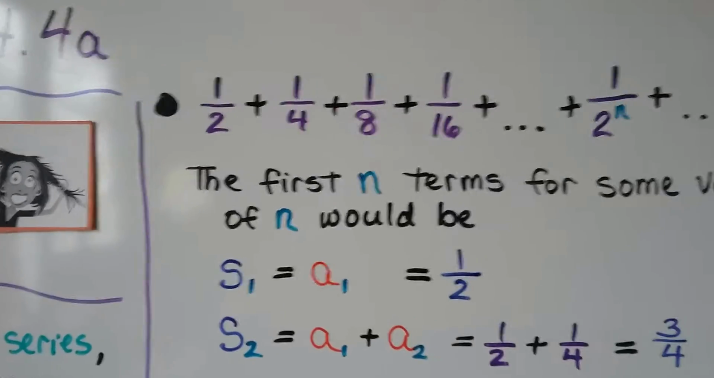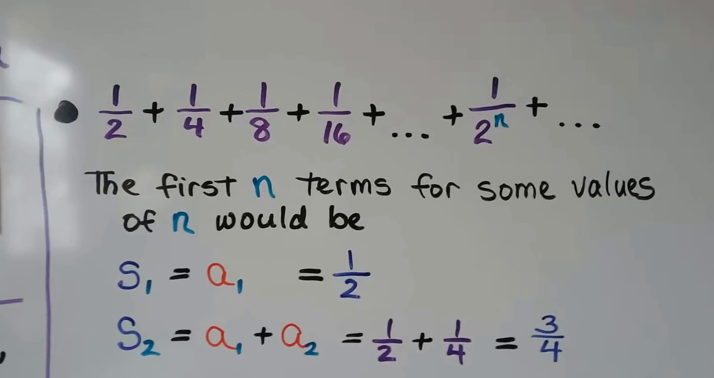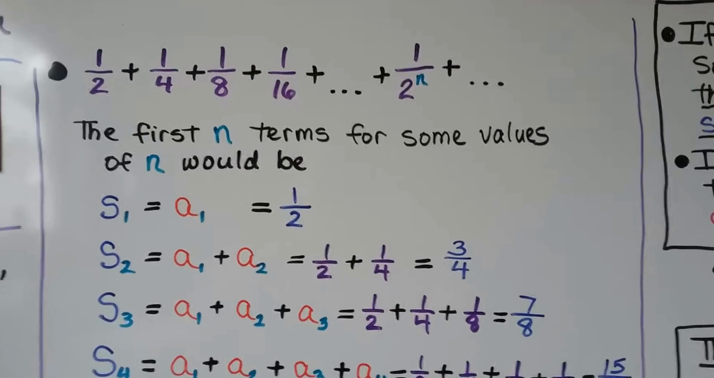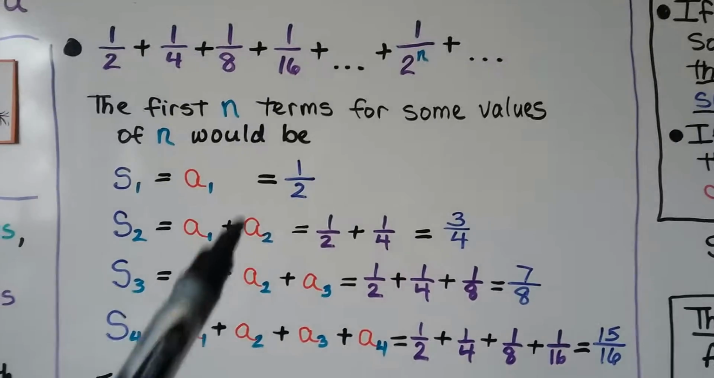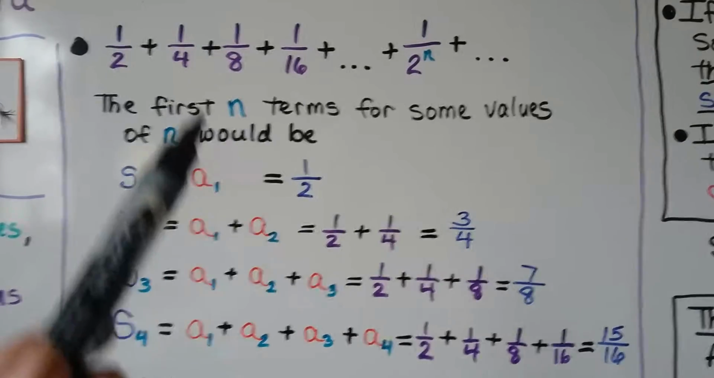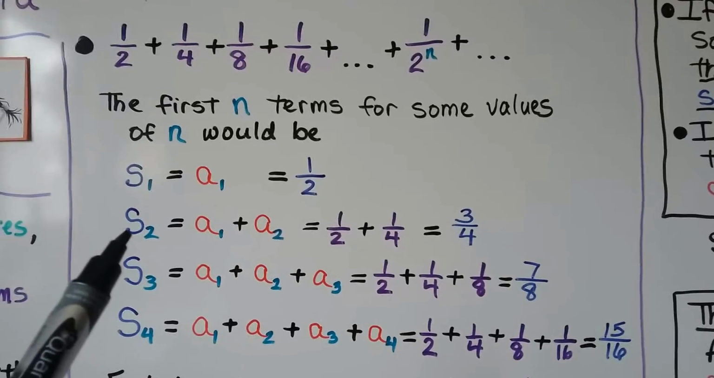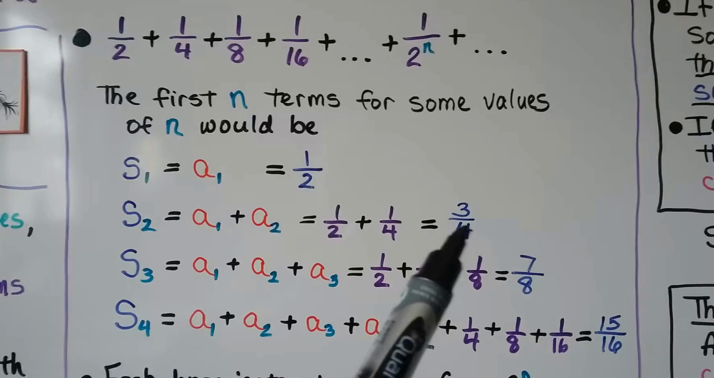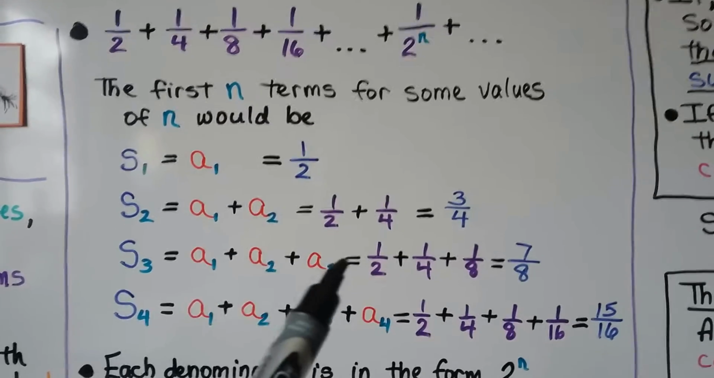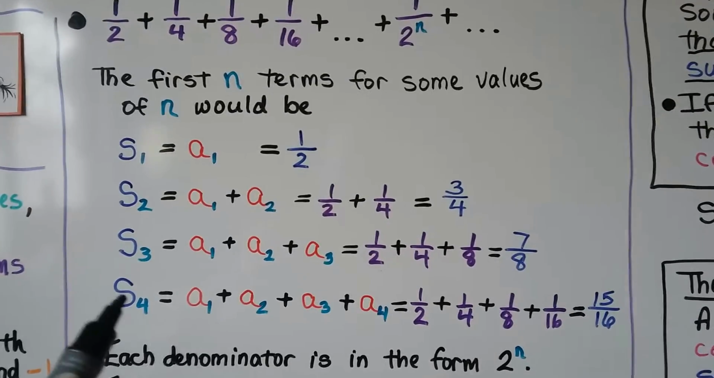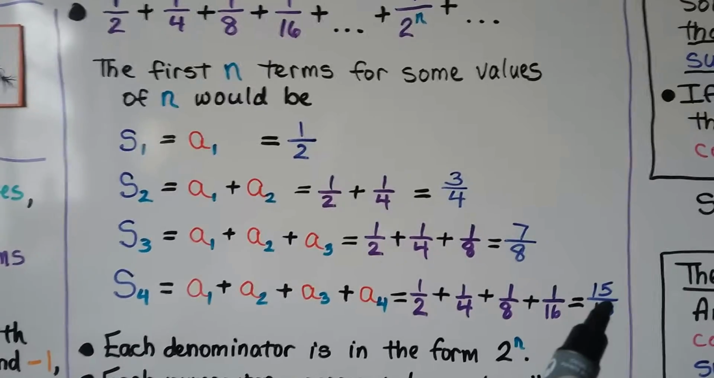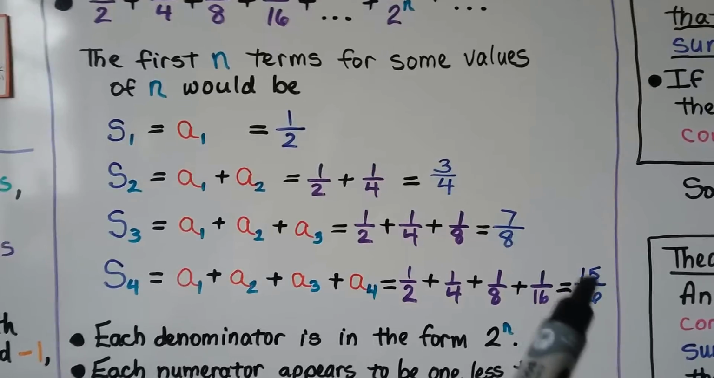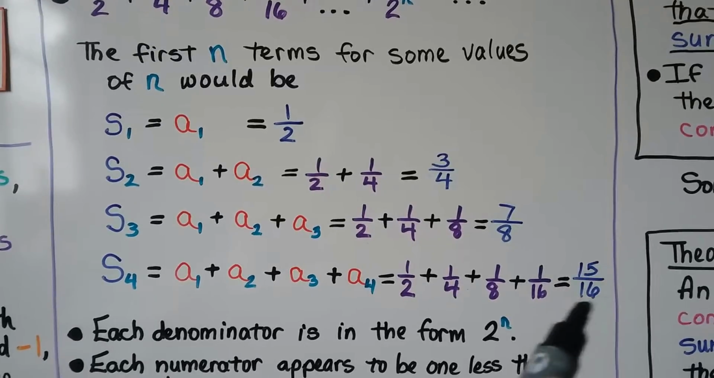So here we have our half plus fourth plus eighth plus 16th and so on. And the first n terms for some values of n would be: a sub 1 would be half, right? Then the sum of a sub 1 and a sub 2 would be 3/4. The sum of the first three would be 7/8. The sum of the first four would be 15/16. See how it's slowly getting closer and closer to 1?